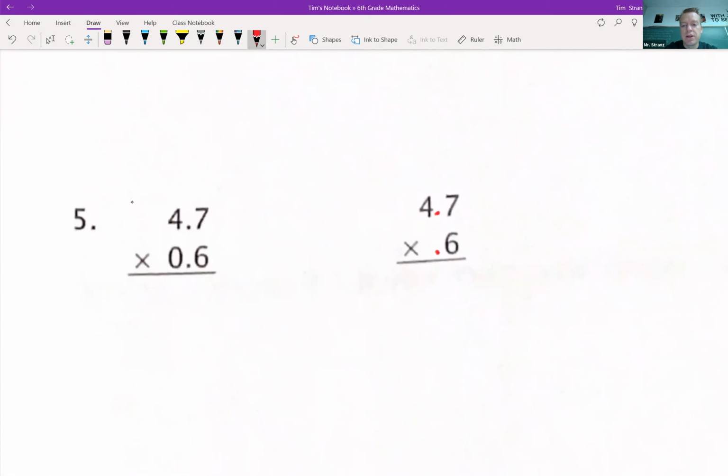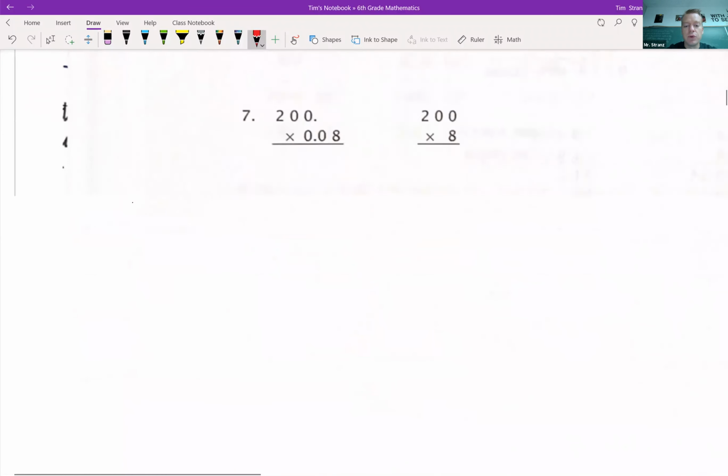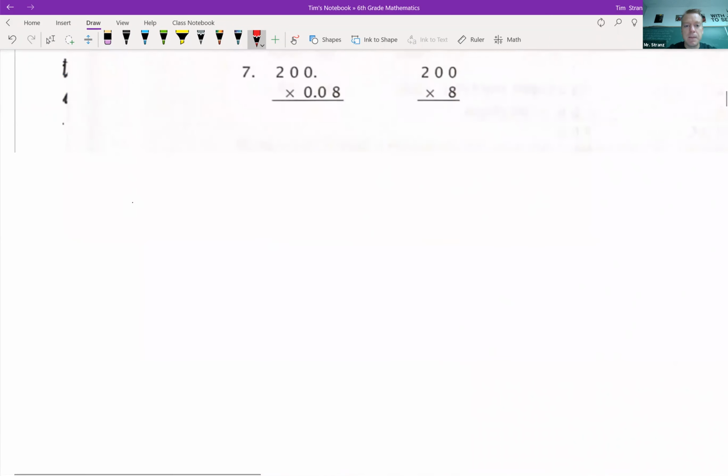Okay, if we look at the next one, we got 4.7 times 0.6. Again, I'm just going to multiply like normal. 6 times 7 is 42. Carry your 4. 6 times 4 is 24. Plus 4 is 28. I have 1, 2 decimal places. So 2.82. Okay, so just remember after you solve the answer, you need to count how many decimal places. Very important.